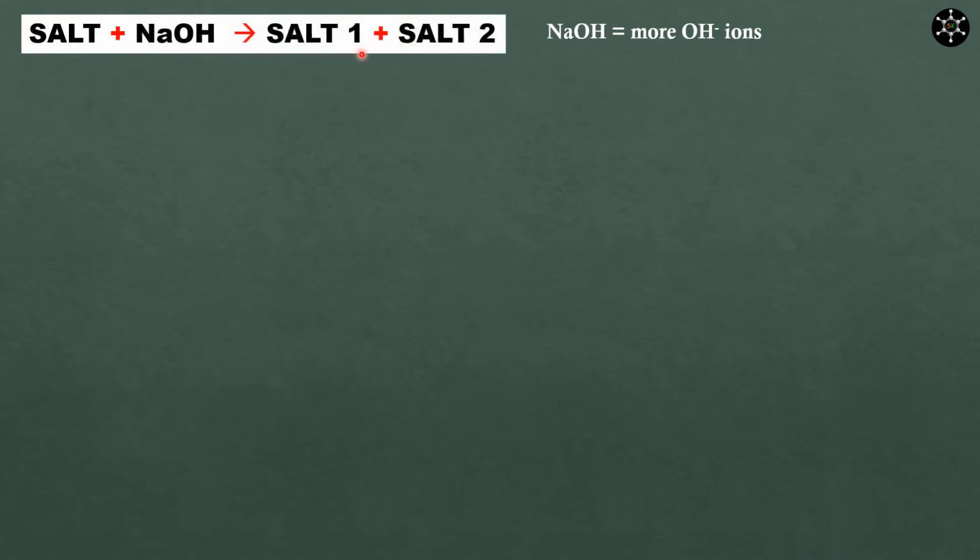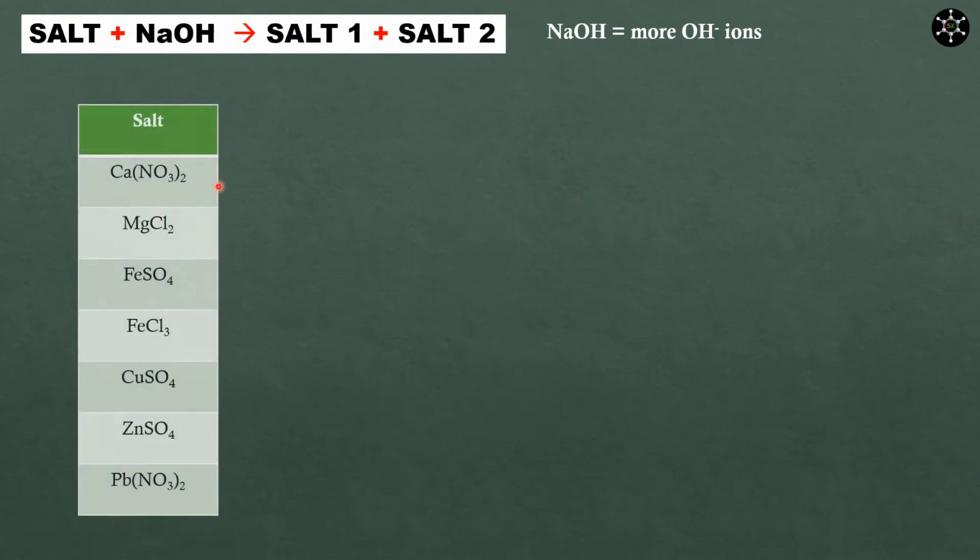When we use sodium hydroxide as a reagent, we should keep in mind that it is a strong base. In water, sodium hydroxide undergoes complete dissociation to form Na plus and OH minus ions. In short, sodium hydroxide means a larger number of hydroxyl ions. When sodium hydroxide is treated with a salt, it gives us two different salts. One of them will be soluble in water and the other will be insoluble in water and comes out as a precipitate. Let us consider the reaction of sodium hydroxide with a few salts.